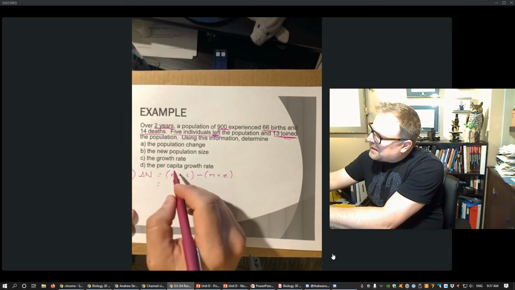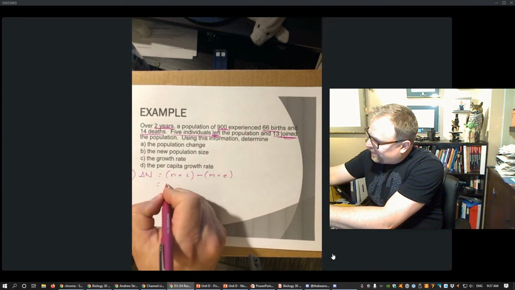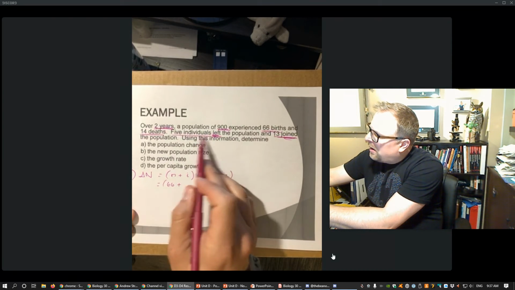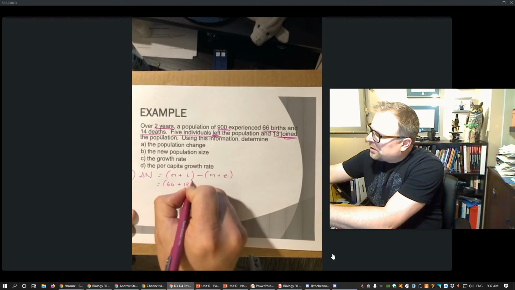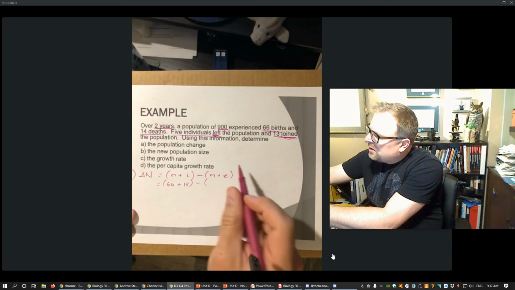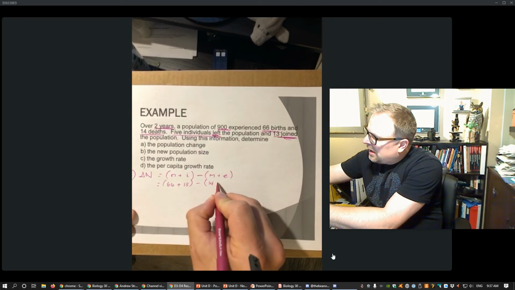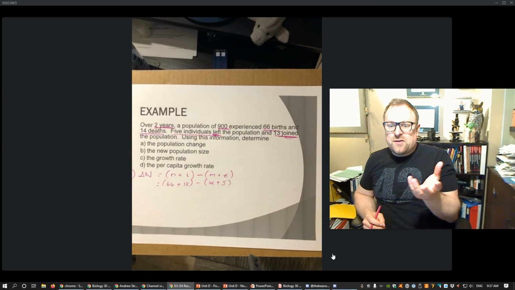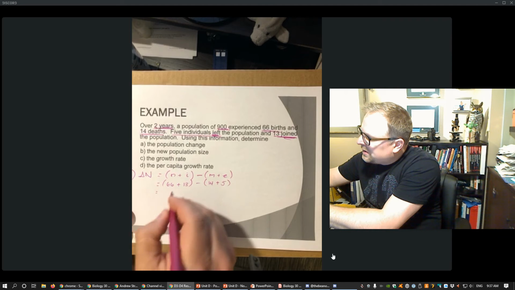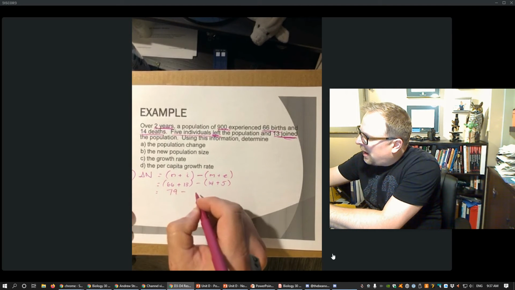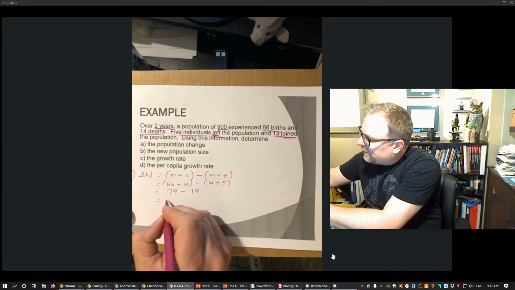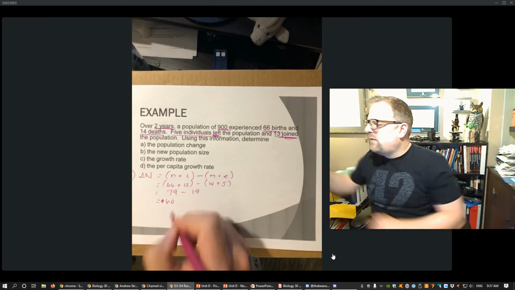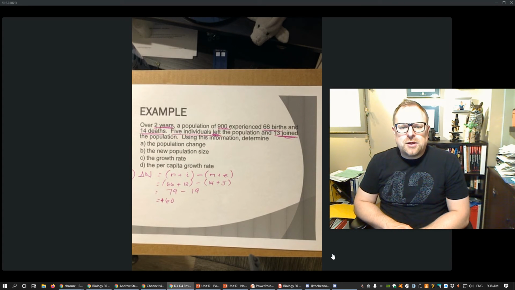So we're going to do natalities, 66 births, plus individuals, 13 joined the population, minus we had 14 deaths, and we had an emigration of 5 individuals. I can look at this and say this population is increasing. So this is 79 minus 19, which is going to give us 60. And I'm going to put a plus in there. So plus 60 individuals is our population growth.